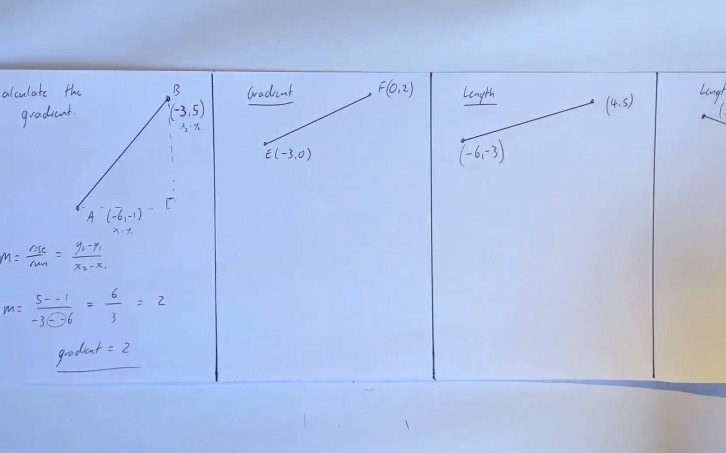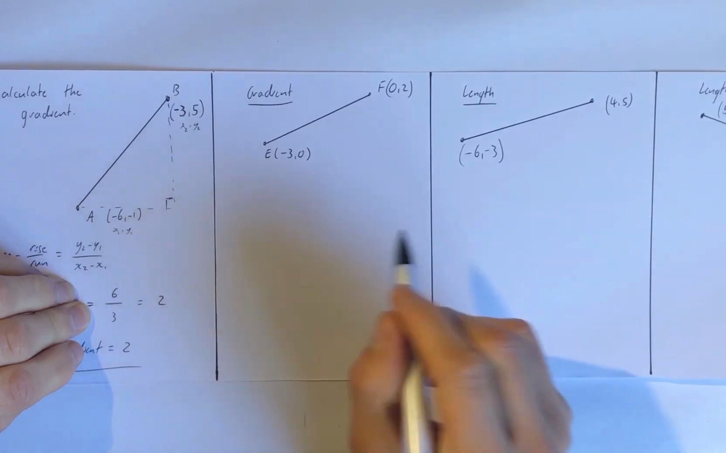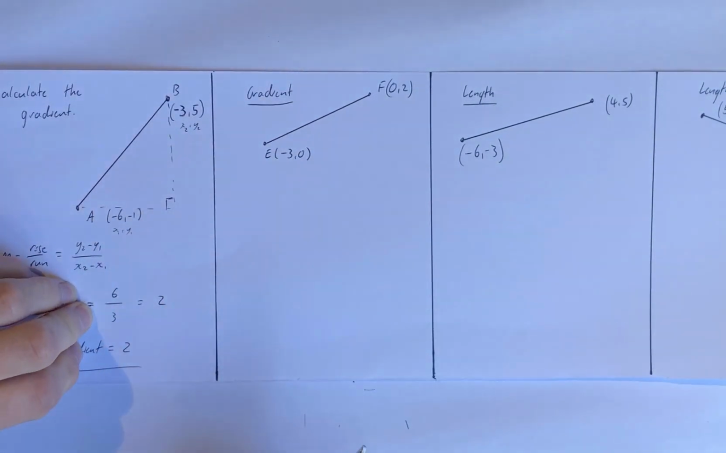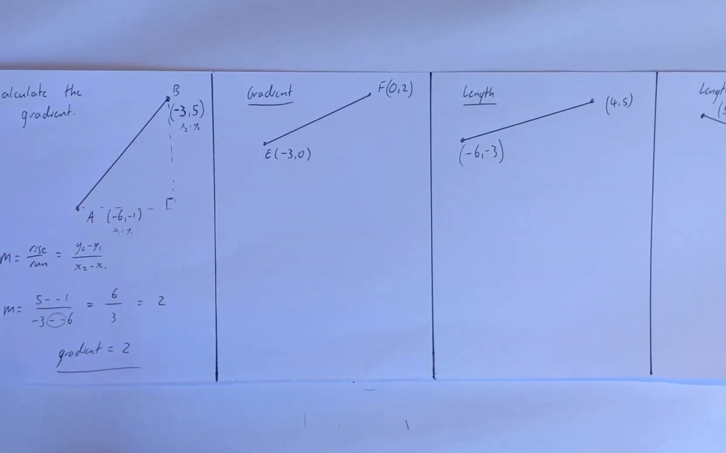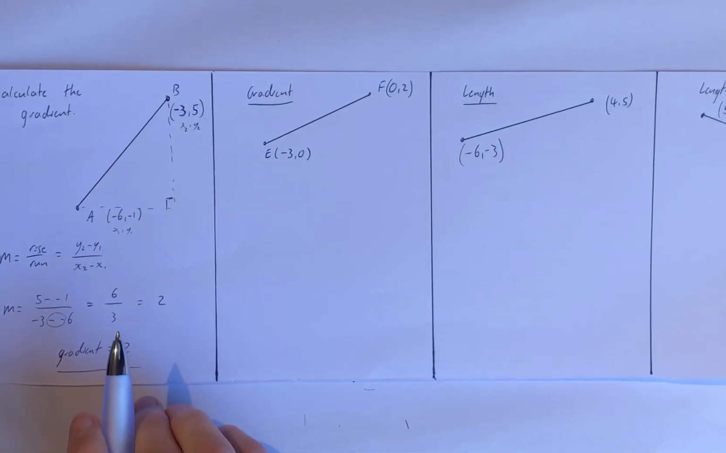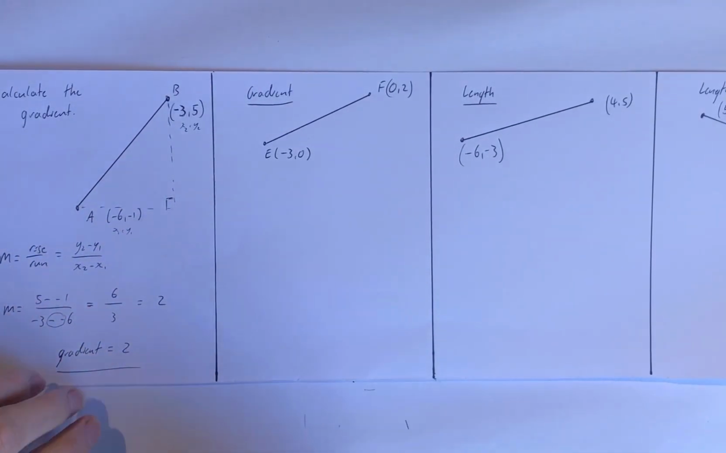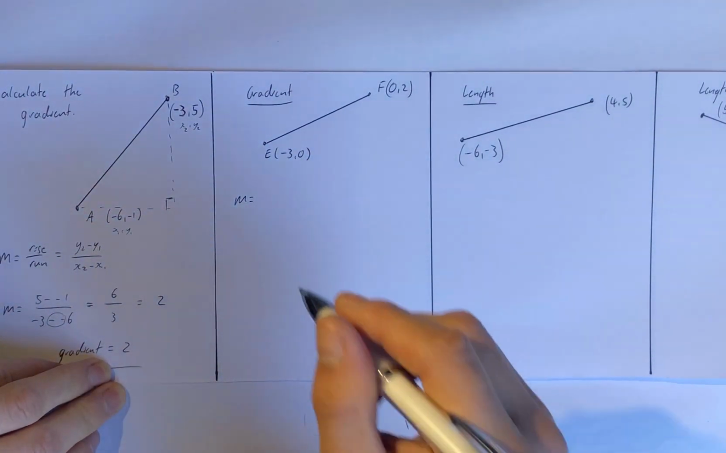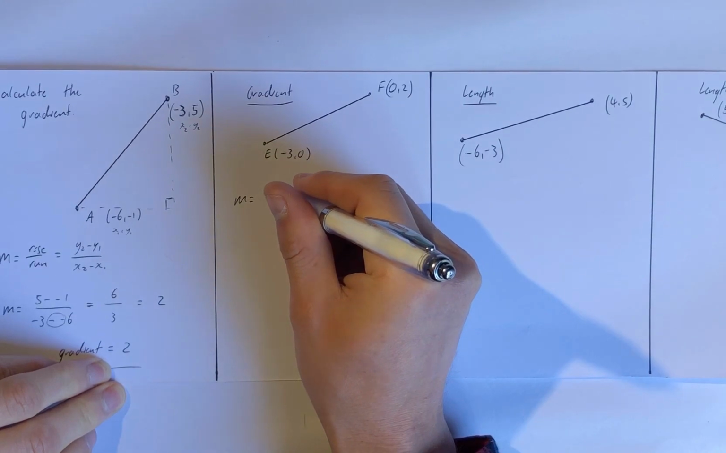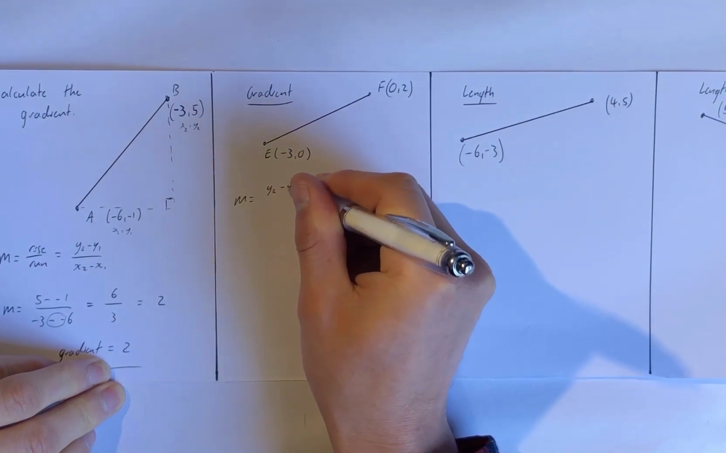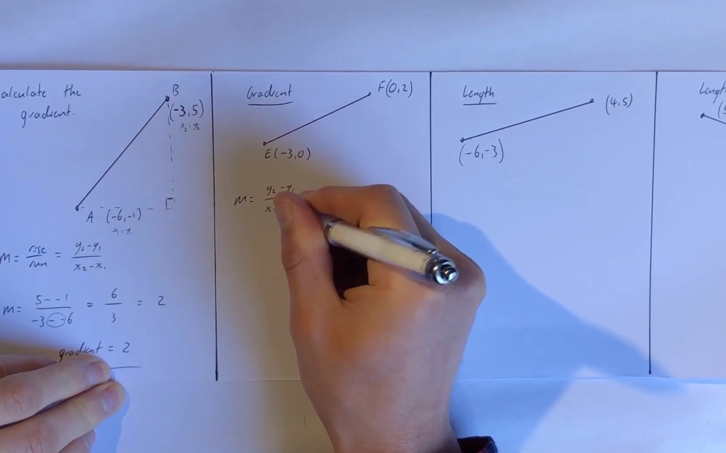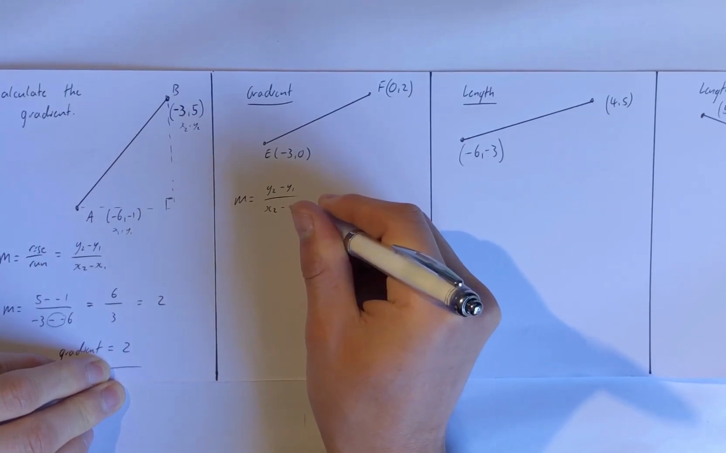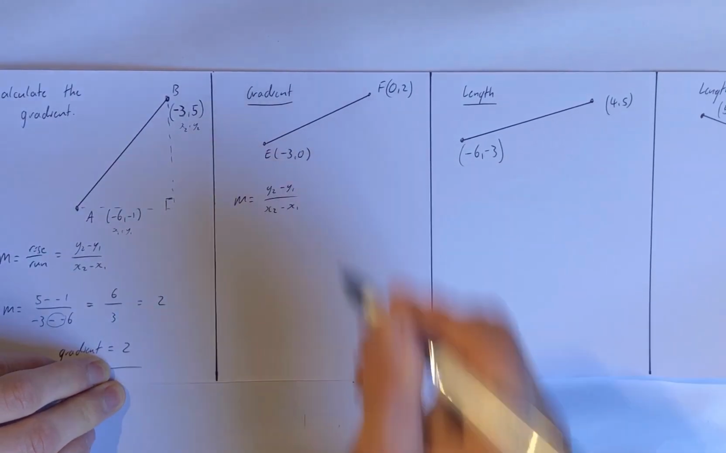So give this one here a go. This is your second problem. I want the gradient of this line now. So I've done a wee worked example, so hopefully you can now just use that to help you along here. So gradient, I like to write the formula out just to be really, really careful. That's the rise over run. So y2 minus y1 over x2 minus x1.